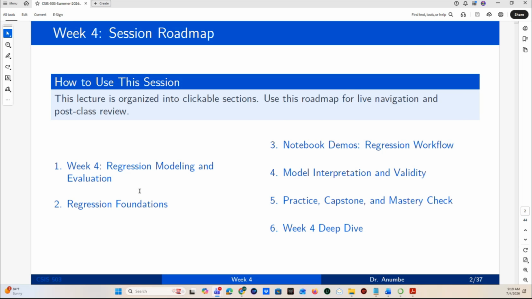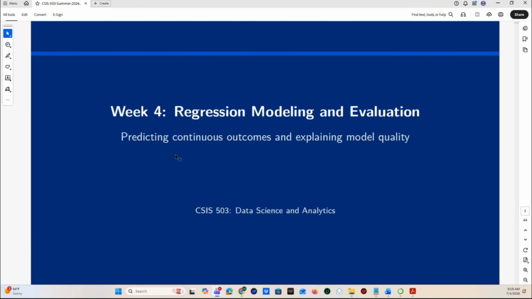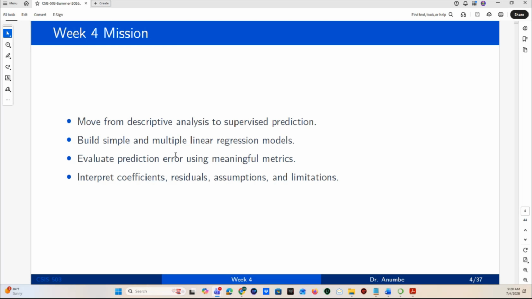So for this slide, I'm going to focus on regression, the foundations of regression, and then we're going to talk a little bit about regression workflow, model interpretation and validity. That's where you're going to see things around errors, and how to measure errors. So that will be the focus of today's class. And this is week 4. This is regression modeling and evaluation, predicting continuous outcomes and explaining model quality.